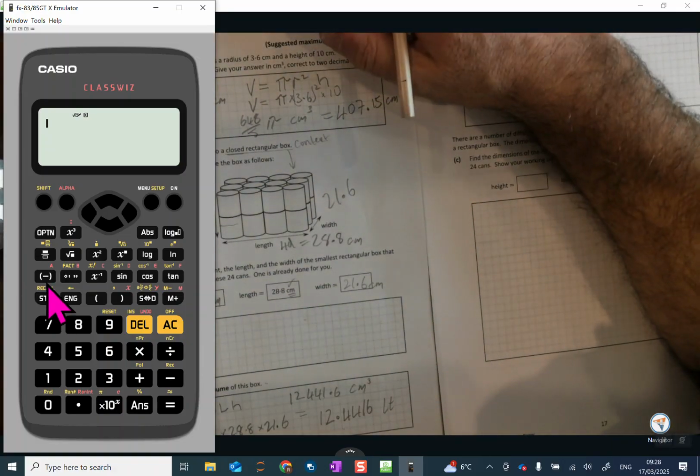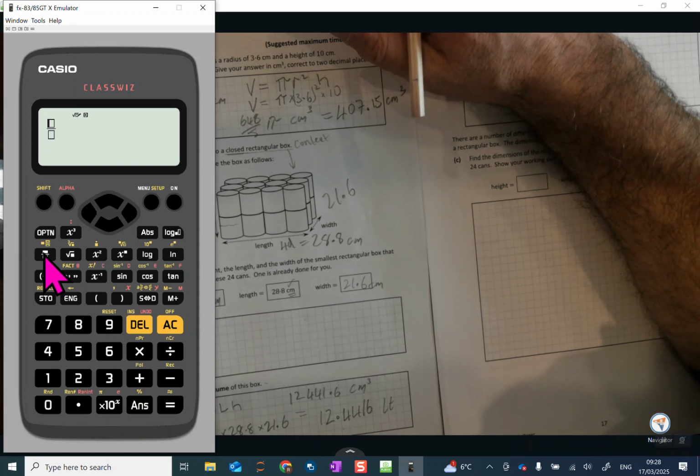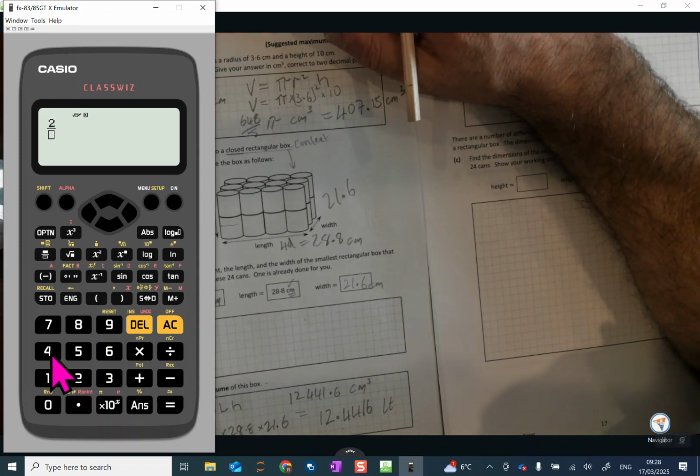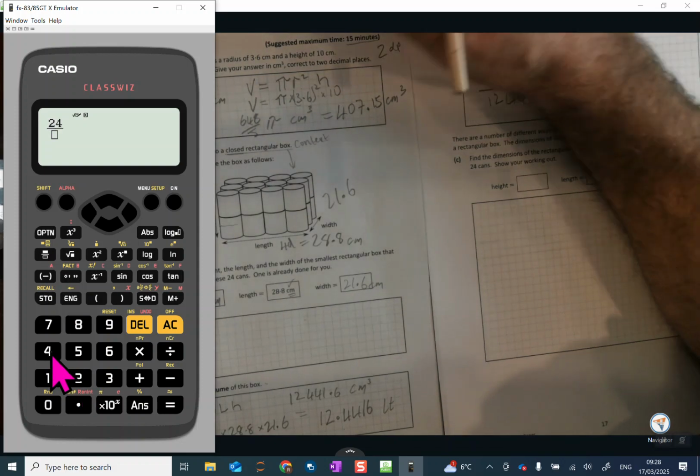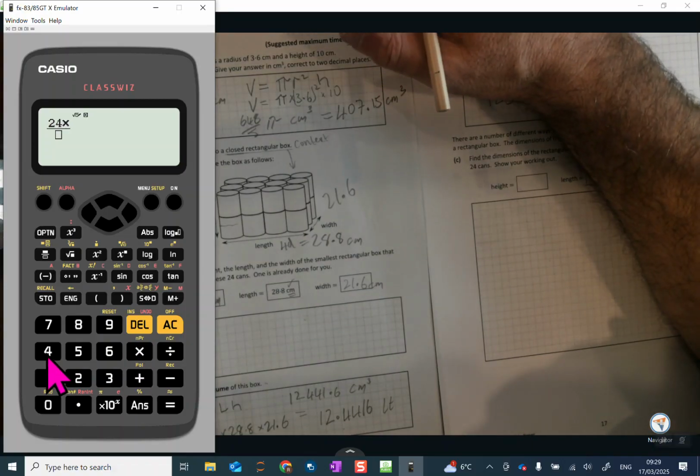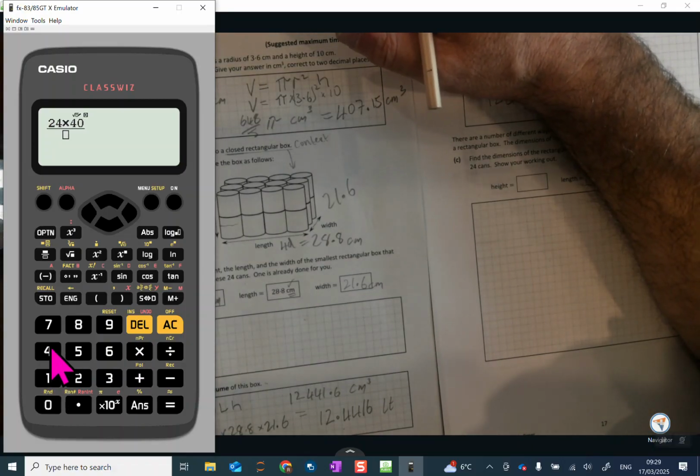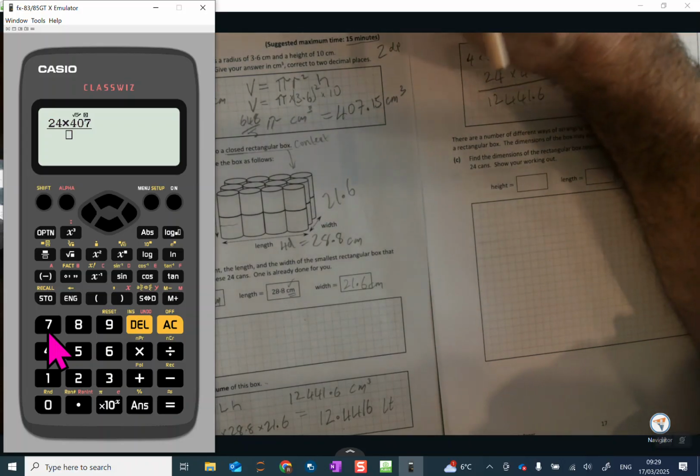So we essentially want to be using a fraction bar because we have a fraction there, and you want to get that in early. It makes compound fractions very simple. 24 multiplied by 407.15. Have it here.